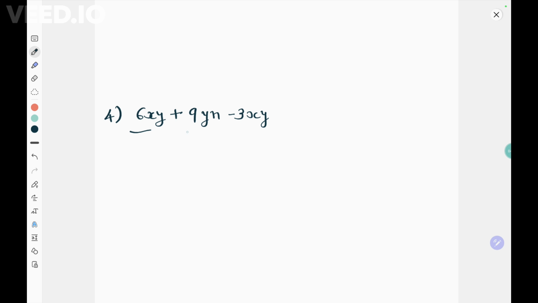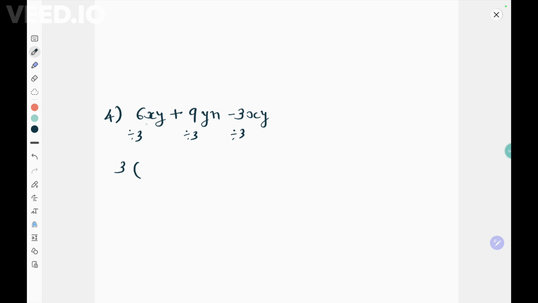Here we have three terms, so we have to check every one of the three terms. If there is a common factor, then we take it out. So let's first check the numbers 6, 9 and 3. 6, 9 and 3 have a common factor of 3, right? So we can take the 3 outside of the bracket as a common factor, and divide all three terms by 3.